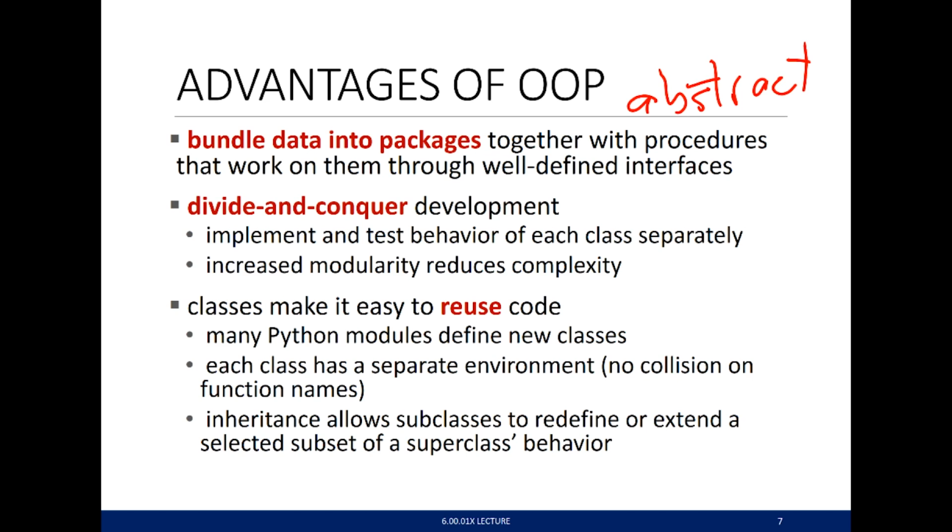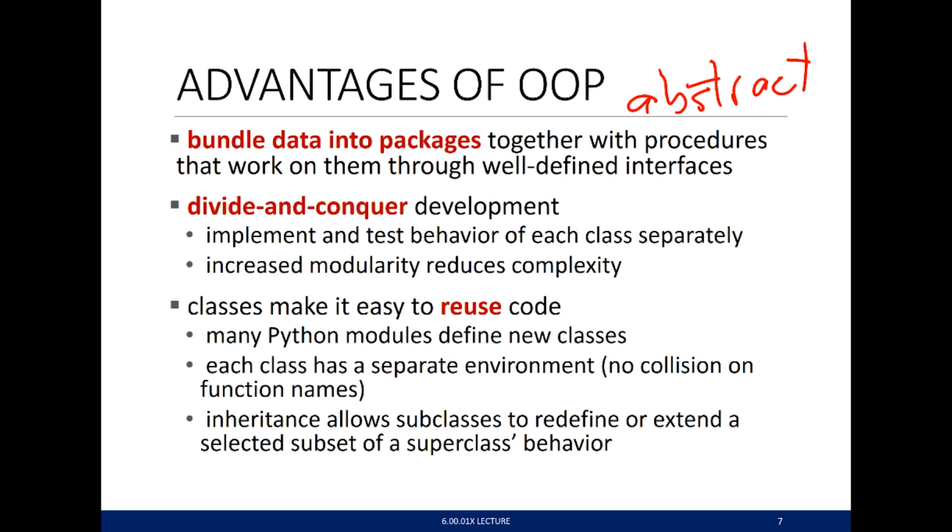Second key advantage of object-oriented programming is it gives us a divide and conquer approach to development. I can implement and test the behavior of each class separately. And once I have that done, then I can start doing the whole system as a larger entity. And that increased modularity reduces the complexity of the code I write associated with any class. As a consequence, it makes it much easier to reuse the code.